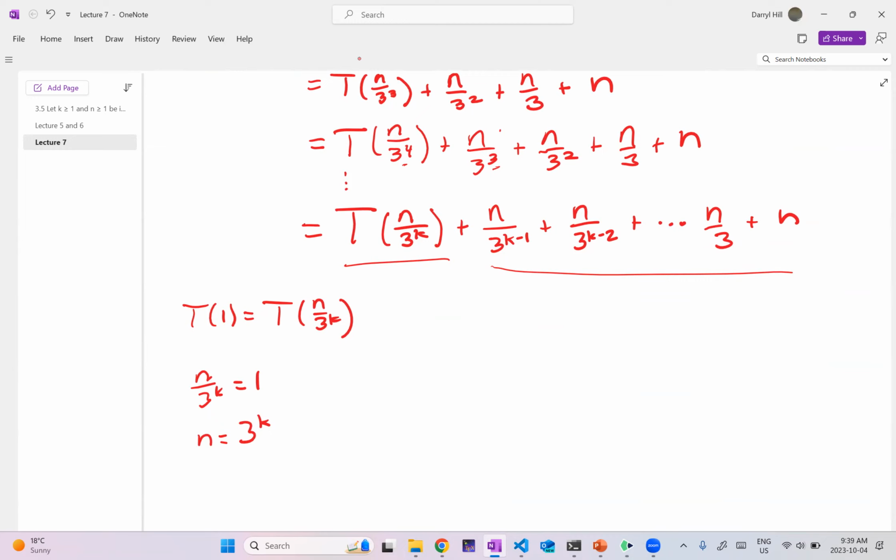K, again, is the number of recursive calls that I made. So I'm going to take log base 3 of both sides. Log base 3 of n, and then log base 3 of 3 to the k is simply k. Okay, so k is log base 3 of n, and that's the number of recursive calls I made.